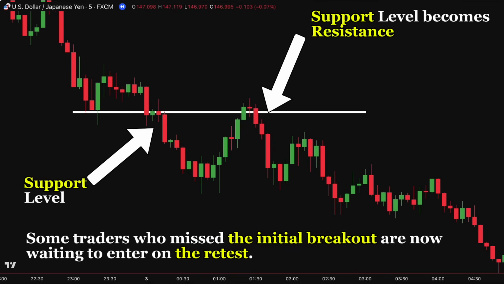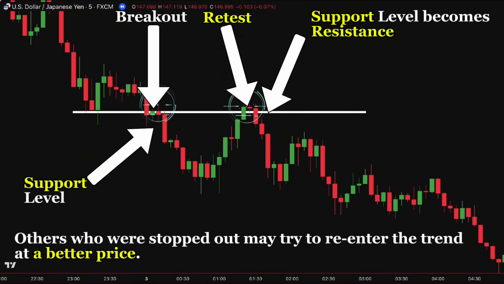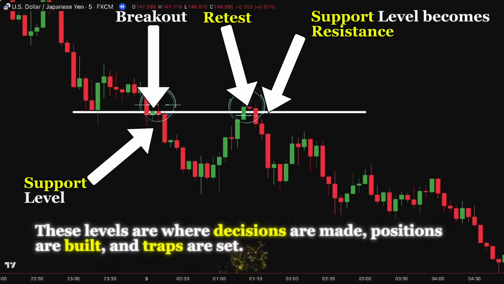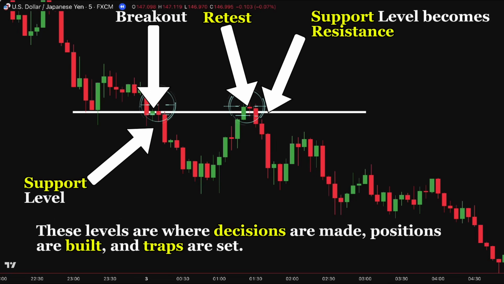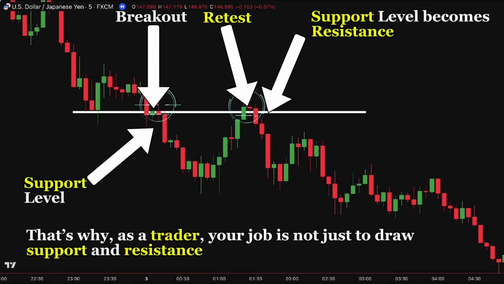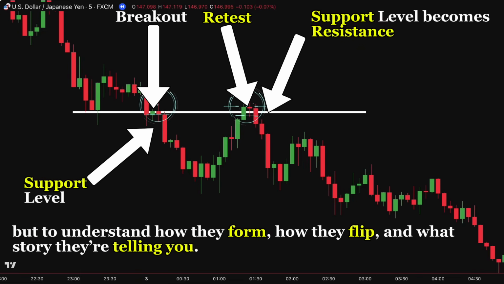Some traders who missed the initial breakout are now waiting to enter on the retest. Others who were stopped out may try to re-enter the trend at a better price. And many institutional players use these areas to trap late traders and build positions with better risk-reward. These levels are where decisions are made, positions are built, and traps are set. That's why, as a trader, your job is not just to draw support and resistance, but to understand how they form, how they flip, and what story they're telling you.